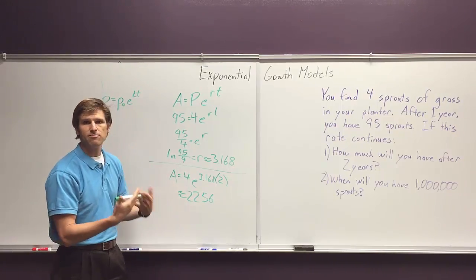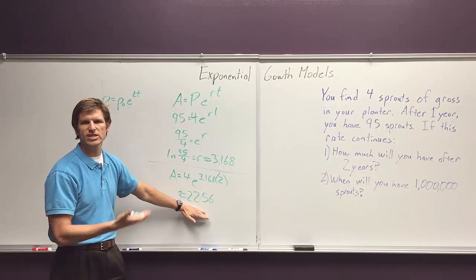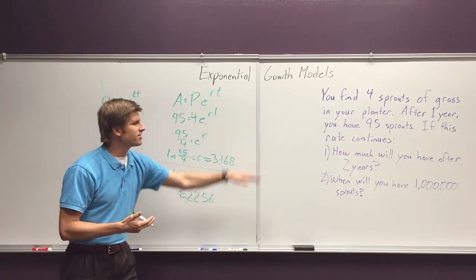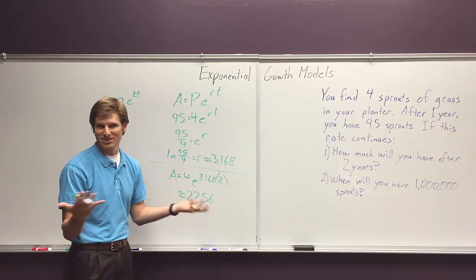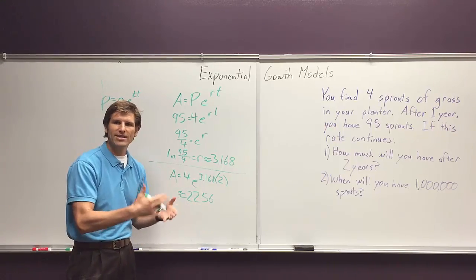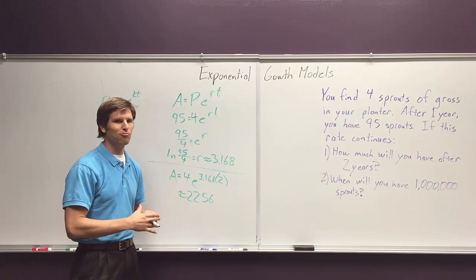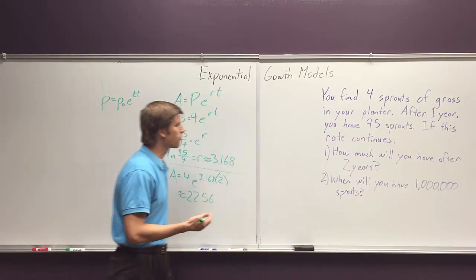You know, you'd have to make those predictions using your intellect to say, okay, I think this is reasonable, or I think this is not likely to continue a second year. Similarly, when will you have 1,000,000 sprouts? So this is an interesting question. Now, you might say it's not reasonable to have 1,000,000 sprouts in this area, but maybe it is reasonable. So let's have a look at what the model predicts here.